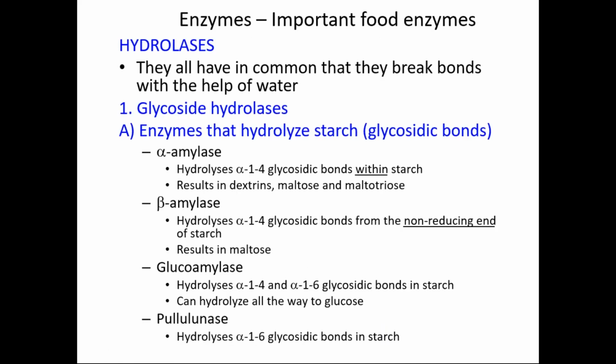So hydrolases are important in the food industry, and most of the hydrolases belong to the enzymes that will break down starch. Alpha amylase, we have seen, is the enzyme that will break down the alpha 1,4 glycosidic linkages within starch. Beta amylase hydrolyzes the glycosidic bonds from the non-reducing end of starch. Glucoamylase hydrolyzes alpha 1,4 and alpha 1,6 glycosidic bonds in starch, and pullulanase hydrolyzes the alpha 1,6 glycosidic bonds in pullulan.